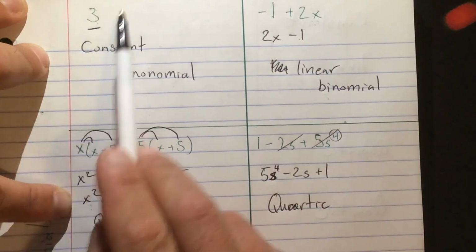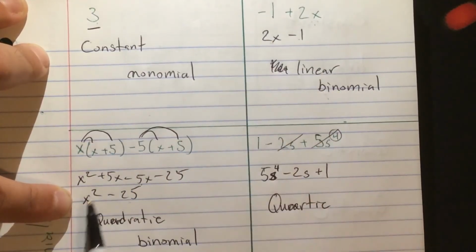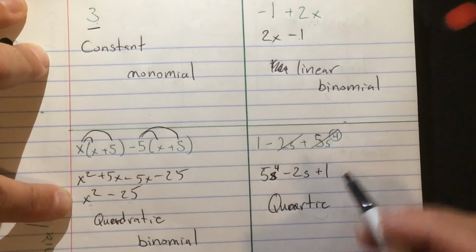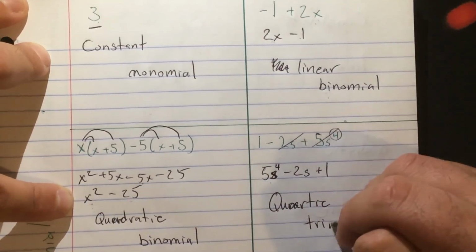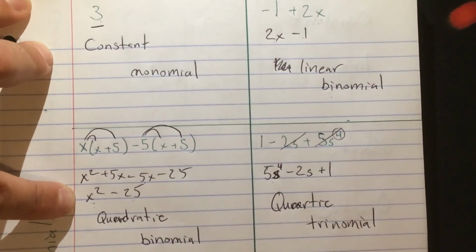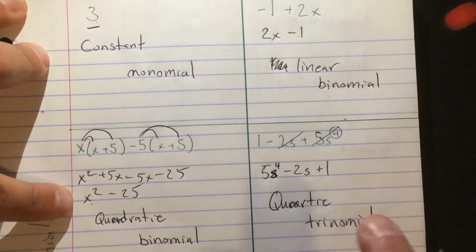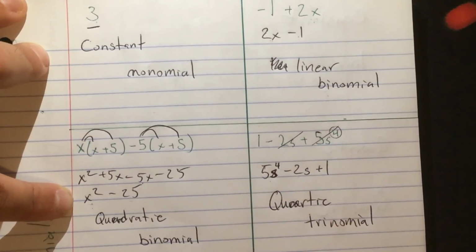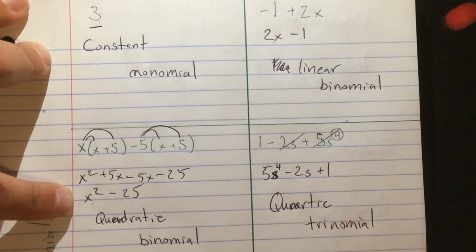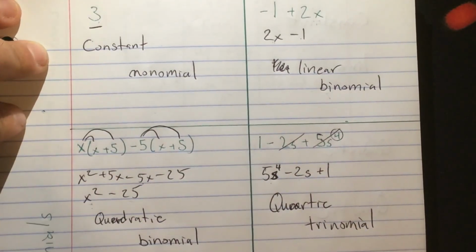So no x is a constant, 1x is linear, 2x squared is a quadratic, and then x to the 4th is a quartic. And this is 3 terms, so it's going to be a trinomial. Anytime it's like this, you're going to have monomial, binomial for 2, and then a trinomial for 3, and then anything above that is going to be a polynomial. Okay? Even though they're technically all polynomials, except for monomial.